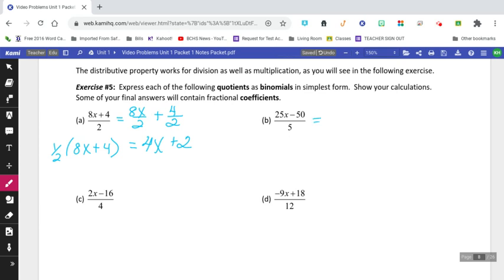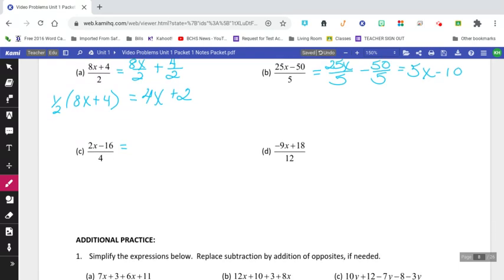So for B, again, I'm going to split them up. I mean, technically, especially as we move on, you might not find yourself writing it down that you're splitting them up. You might just do the calculation. So 25x divided by 5 is 5x. Minus 50 divided by 5 is 10. Okay. Now, C and D are a good example of why you would want to split them up.